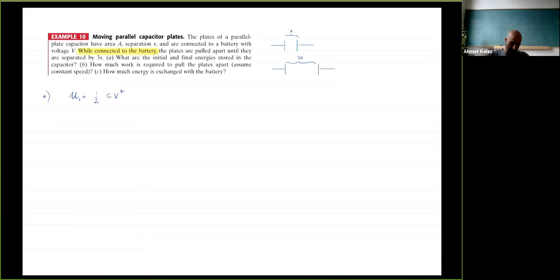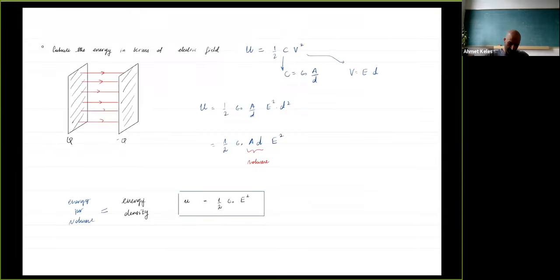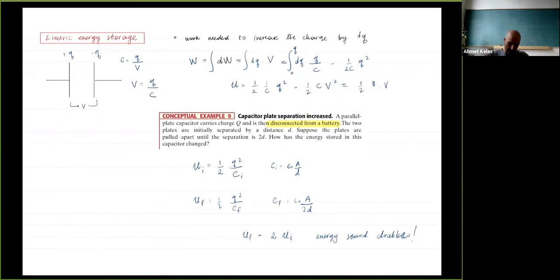Let's look at the available formulas we have. So we can use this one, but we don't know if charge is constant. We can use this one. Now we know voltage is changing, but this will give us a good voltage constant, so this will give us a good measure. And as you pull the plates apart, only the capacitance will change. We can use this one, or we can not use this one because we don't know about the charge.